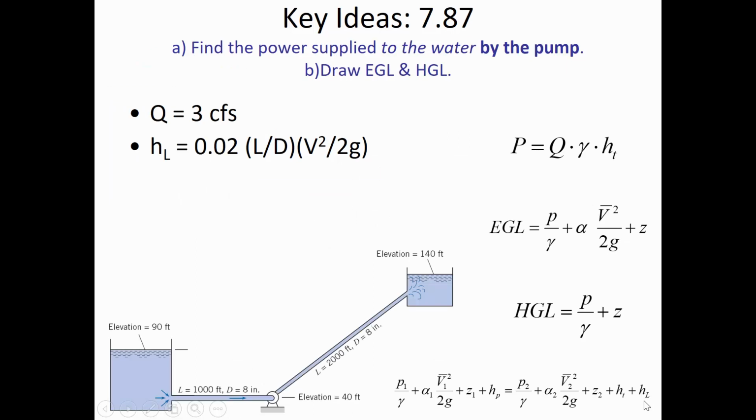And in this one, they don't tell us anything about an efficiency factor that has to be considered. And so it's just going to be whatever pump head you calculate from the energy equation multiplied by the flow rate of 3 cubic feet per second and the unit weight of water. And since they don't tell us any particular temperature, you can use 62.4 pounds of force per cubic foot. Any questions about this problem?